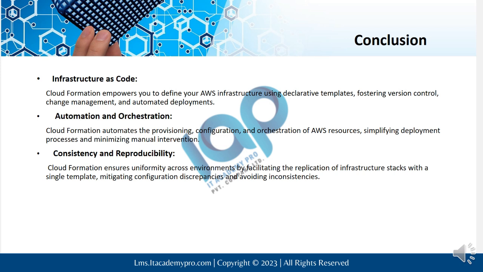Let's recap what we have done today. CloudFormation automates AWS infrastructure with templates. It ensures speed, consistency, and reliability. Features like change sets, rollbacks, and nested stacks make life easier. Best practices help you stay organized and efficient.